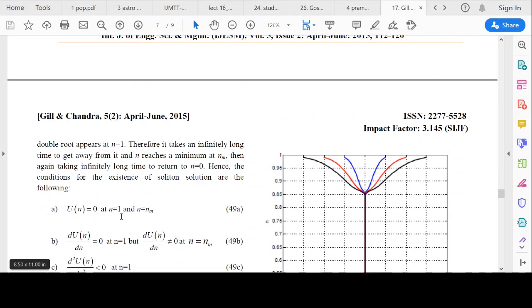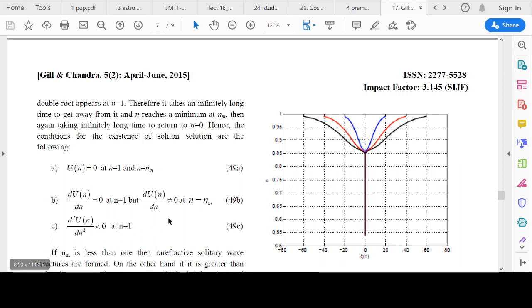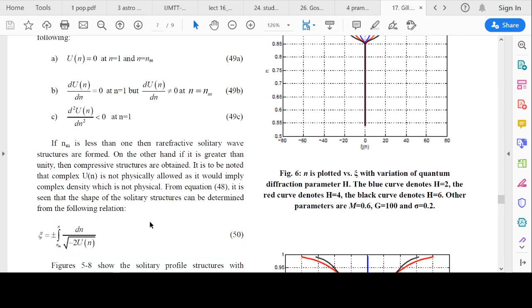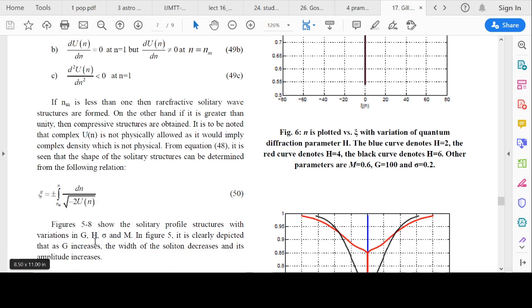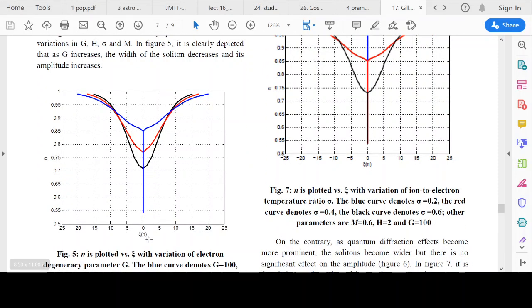You see, at n equal to 1 and n equal to nm, the pseudo potential is equal to 0. So you take the derivative, you take the second derivative, and for that point you get an expression in terms of xi and n, and you can just plot it. Okay, xi versus n, n is the density. You can just do it. For that, I have also suggested a paper to you.